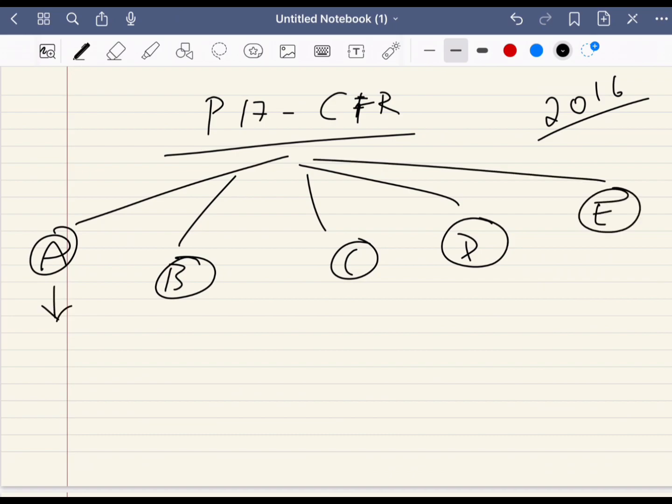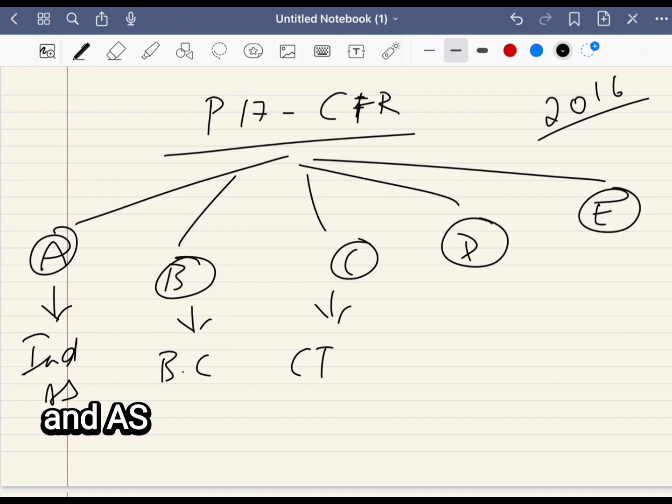Section A contains Ind AS. Section B contains business combination. Section C contains consolidated financial statements. Section D contains study note 4, 5, 6 and 7. And lastly, section E contains study note 8, which is government accounting.